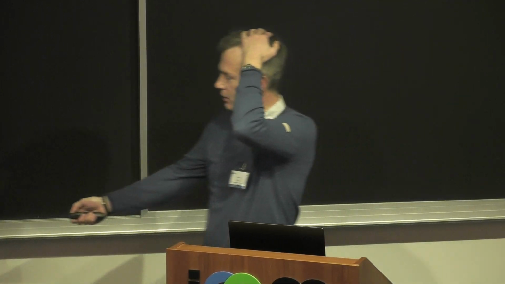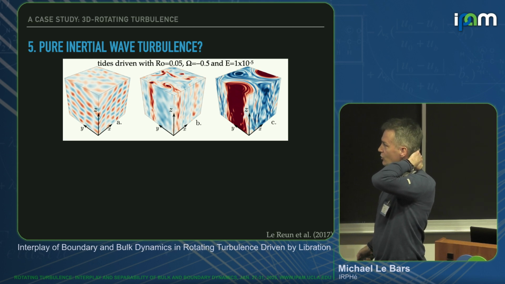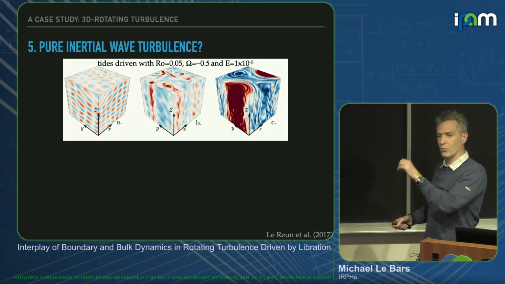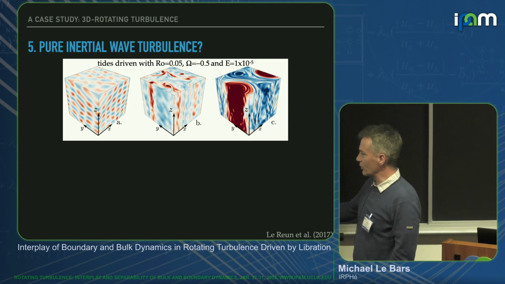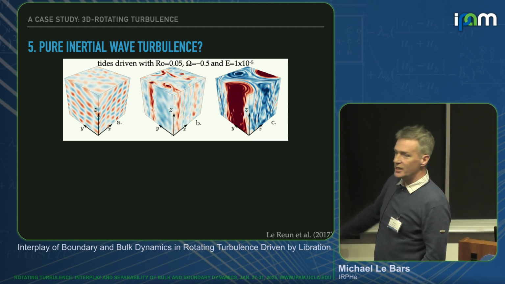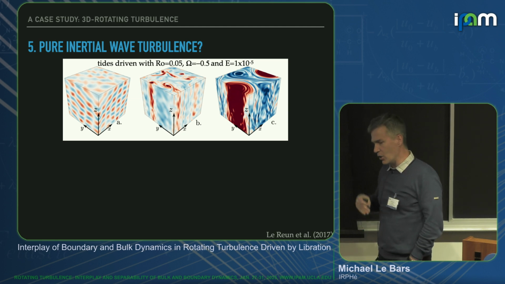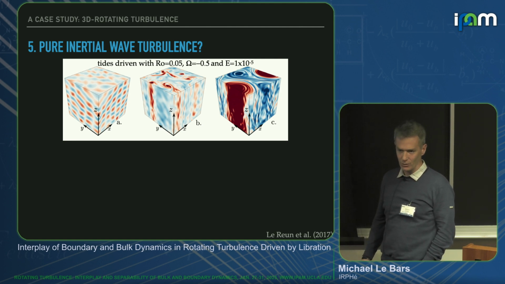To do that, with Thomas Lerin, we did some numerical simulations, and to reach the lowest Ekman and Rossby numbers possible, we used the simplest configuration for numerical simulation, a triply periodic box rotating along the z-axis. The Rossby number here is a measure of the forcing, so it's an upper bound of the real Rossby number.